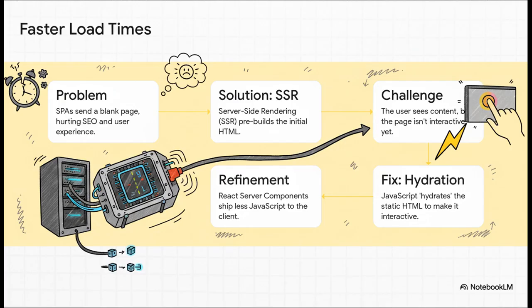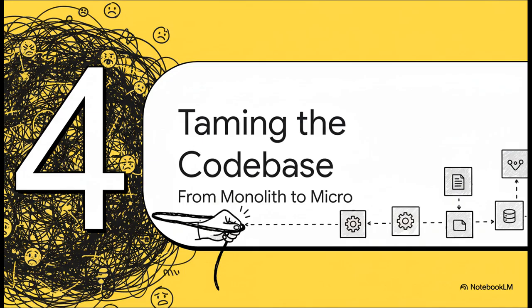And the latest step in this evolution? Things like React server components, which try to be even smarter about shipping way less JavaScript to the client. So while everyone was busy trying to solve performance, another problem was quietly brewing inside the code itself. As our teams and apps got bigger, our front-end codebases were becoming these massive, tangled, unmanageable monoliths.